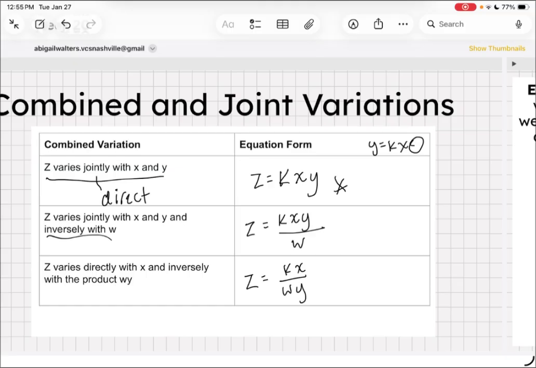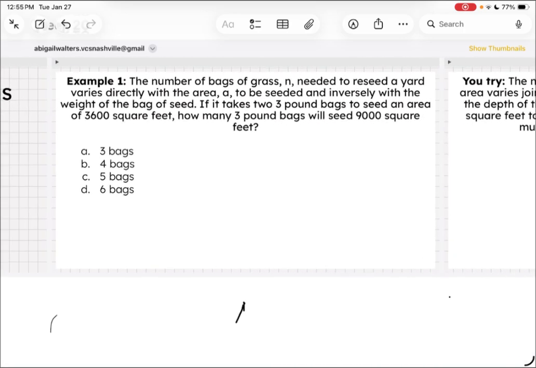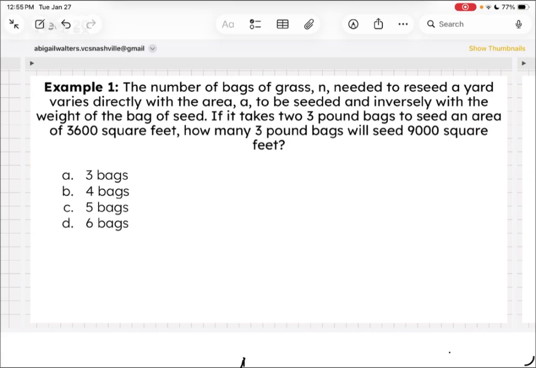Okay, so combined and joint variations are when we add a third, fourth, fifth variable. We'll probably only do the third variable for the purposes of this class. Okay, so let's look at an example of what this would look like with a real world problem.